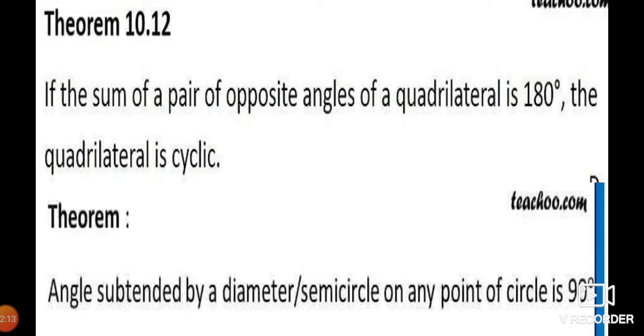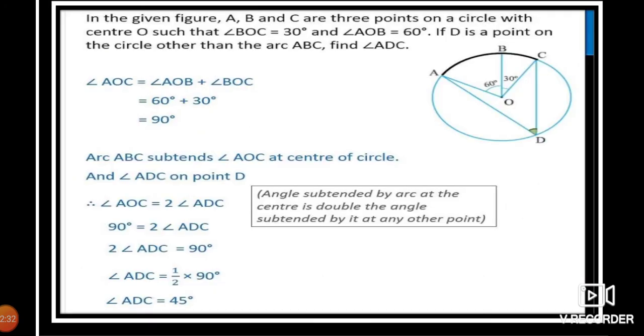Quadrilateral, you already know, students. Inside the quadrilateral, the sum of the angles is 360 degrees, obviously. So the sum of opposite angles of the quadrilateral equals 180 degrees. Okay. Theorem: the angle subtended by a diameter or semicircle at a point on the circle is 90 degrees. Okay. Next, come to one example, students.